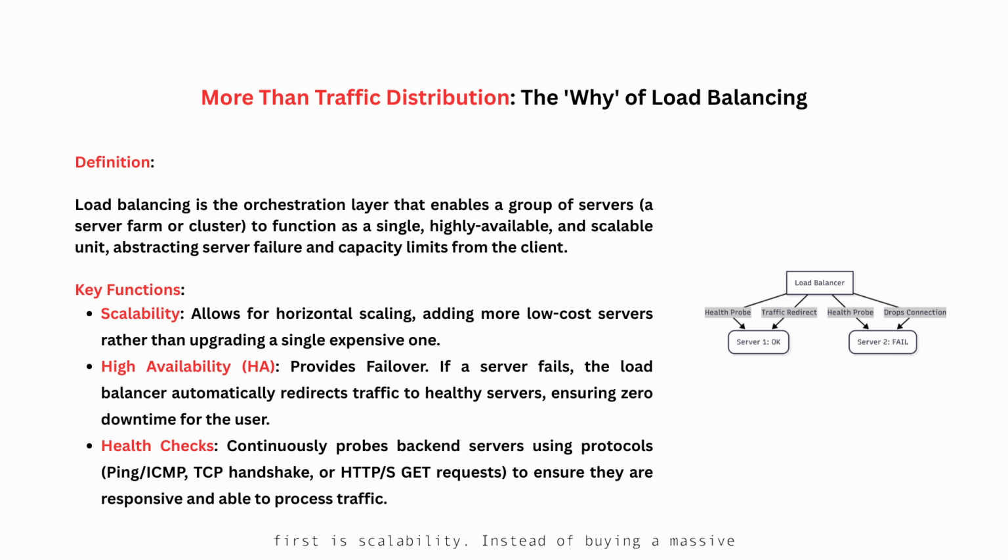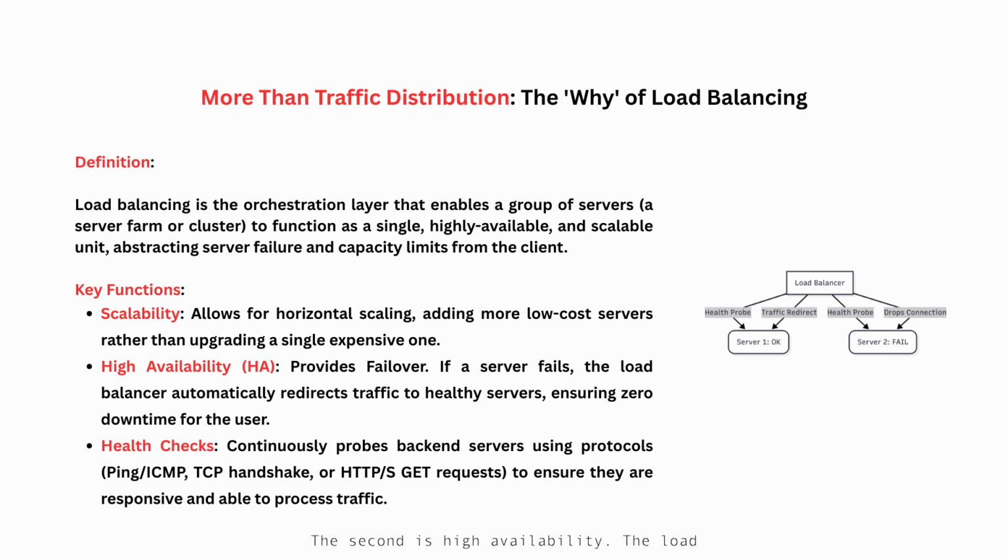The first is scalability. Instead of buying a massive, expensive server, which is vertical scaling, we buy several commodity servers and distribute the load among them. This is horizontal scaling, which is often more cost effective and resilient.